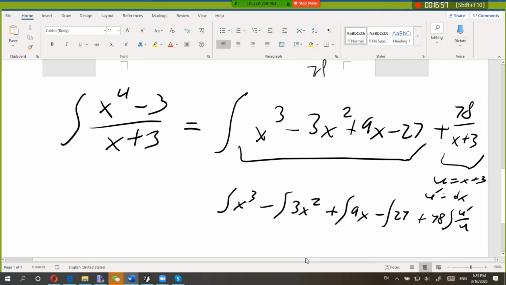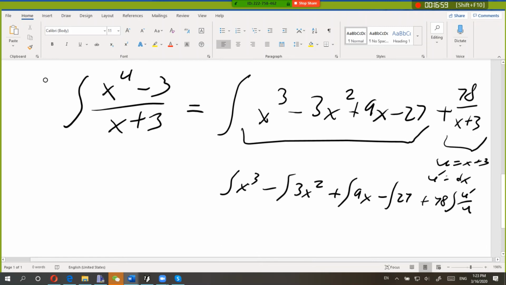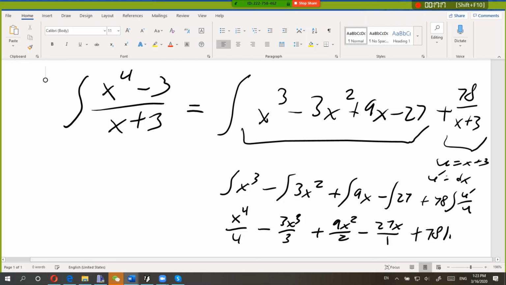Okay, if I integrate x cubed, I'll be left with x to the fourth over 4. If I integrate 3x squared, I'll be left with 3x cubed over 3. If I integrate 9x, I'll have 9x squared over 2. If I integrate 27, I'll have 27x over 1. If I integrate u prime over u, I'll end up with a natural log of u plus c.